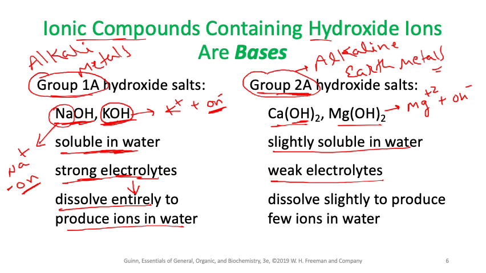And because it doesn't convert entirely into ionic form, you have very few ions produced in the water, right? That's why you have a very small amount of ions present in water if you have any base from the group 2 elements. So make sure you understand this concept, and can differentiate between the solubility and the electrolyte behavior of the two groups.